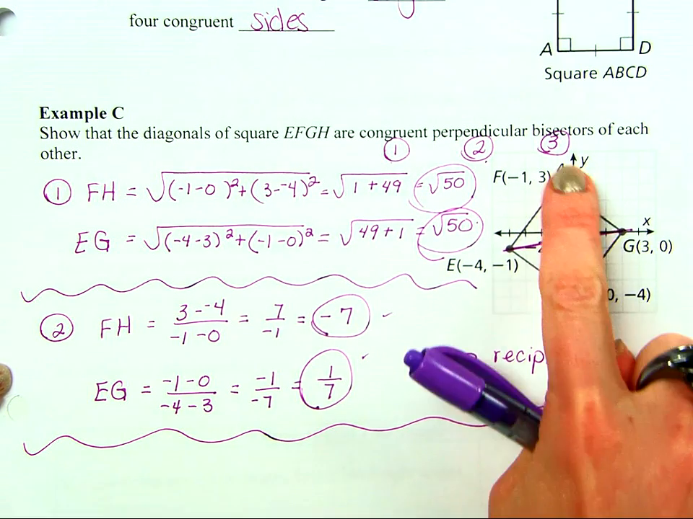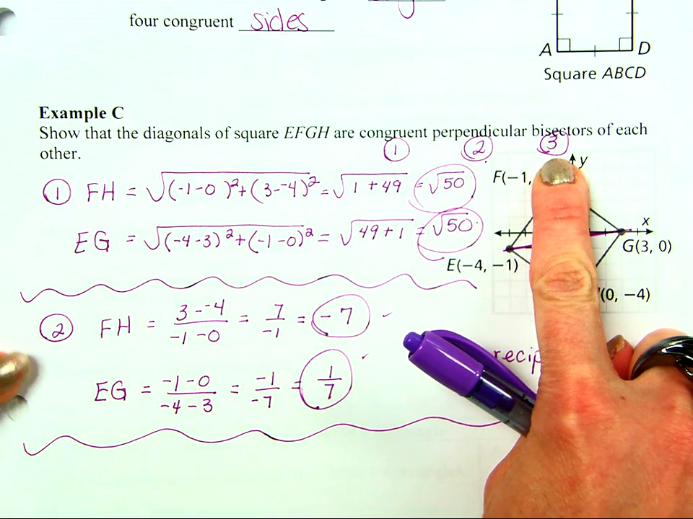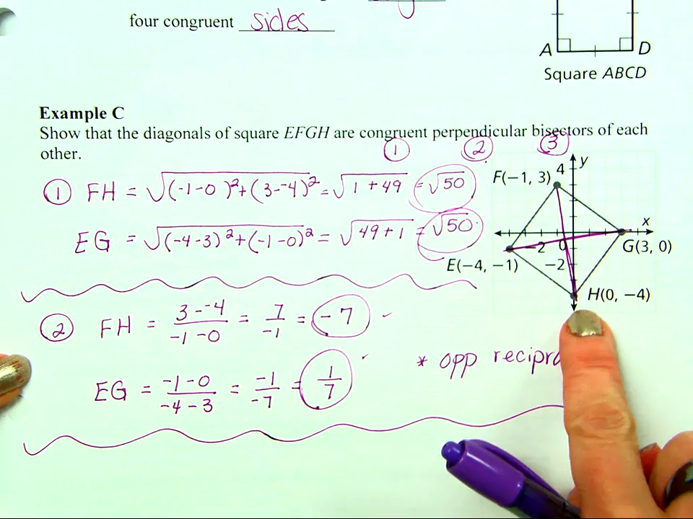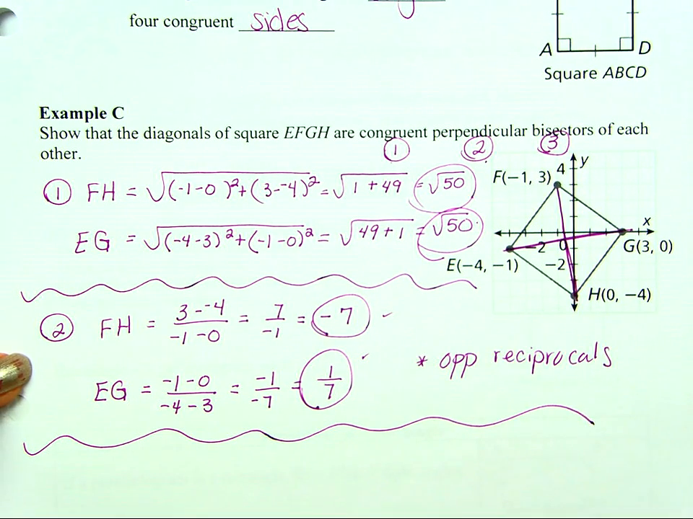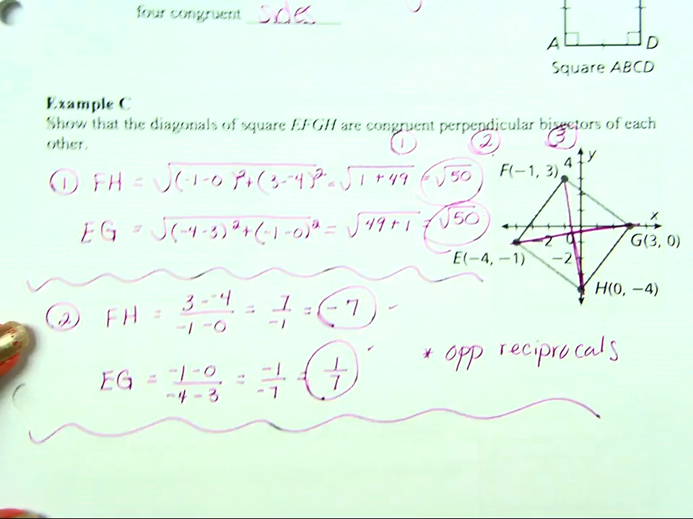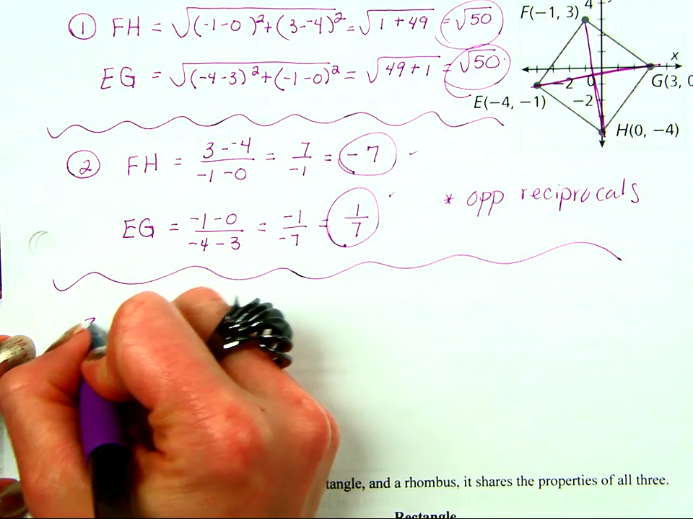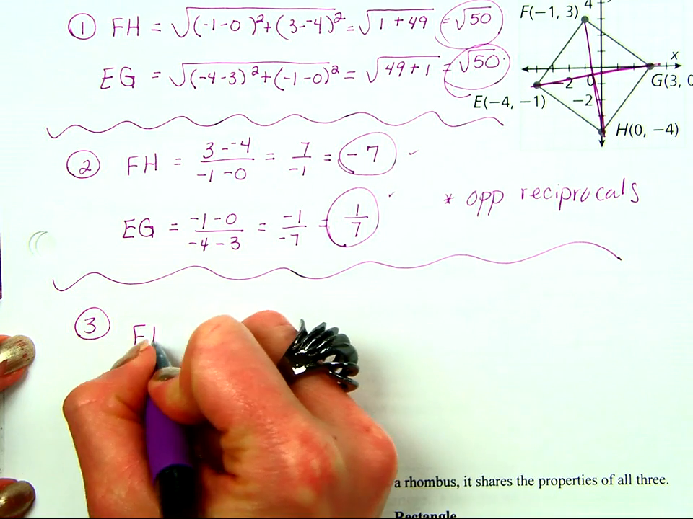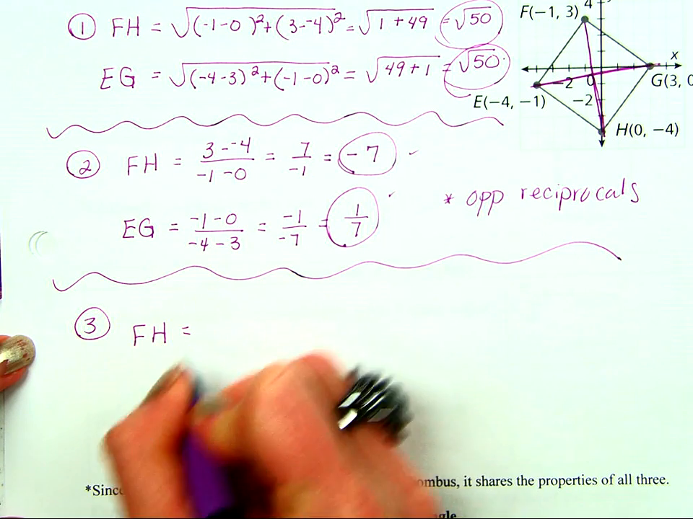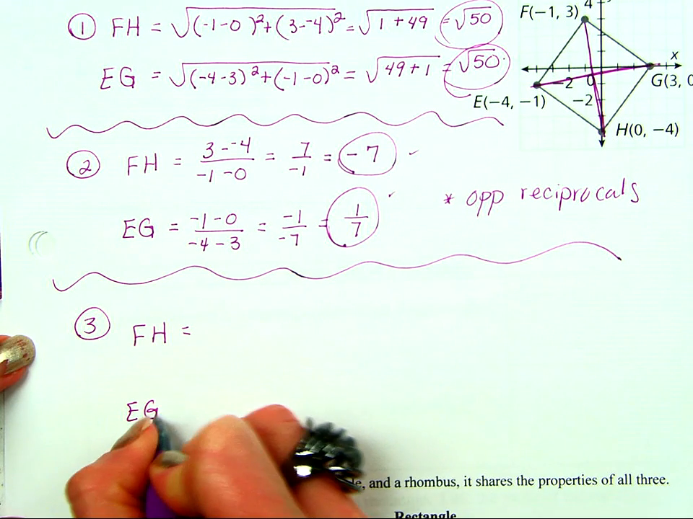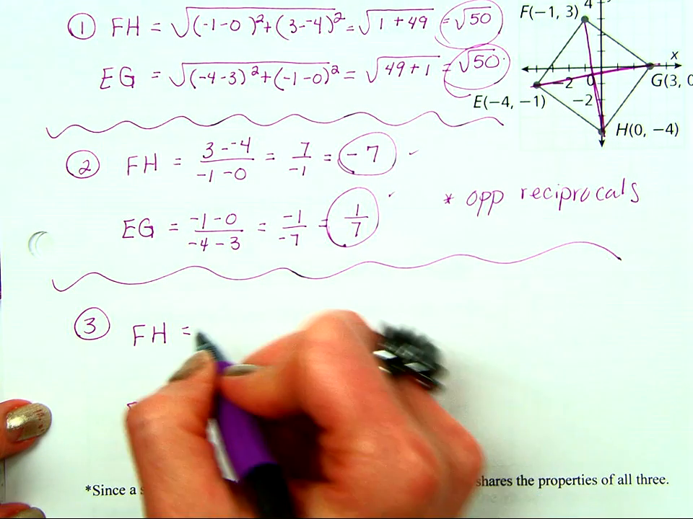Lastly, I want to take a look at showing their bisectors. If they bisect each other, they cut each other in half. But what do we have in our math toolbox to show they would be bisectors of each other? Well, they're going to have the same middle. In other words, they should have the same midpoint. So in my step number 3, I'm going to think about showing midpoint for both FH and EG. And those midpoints should come out the same.